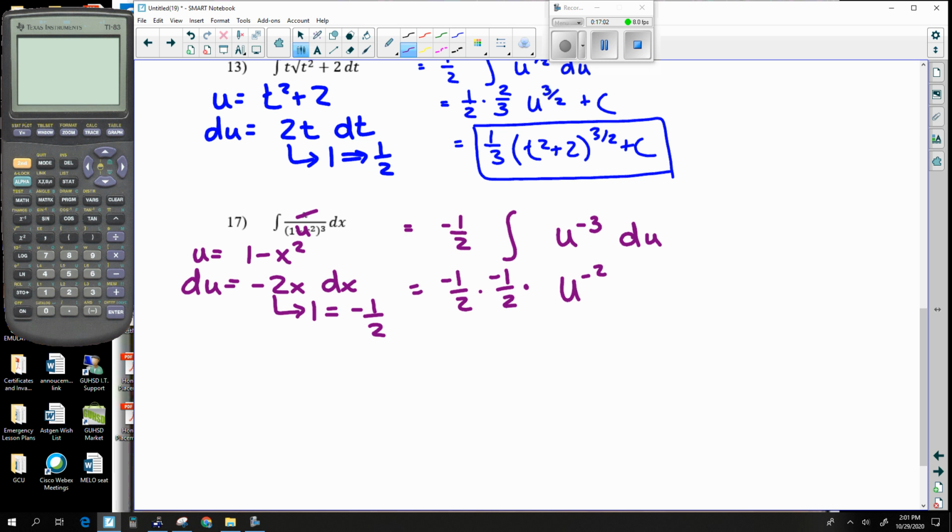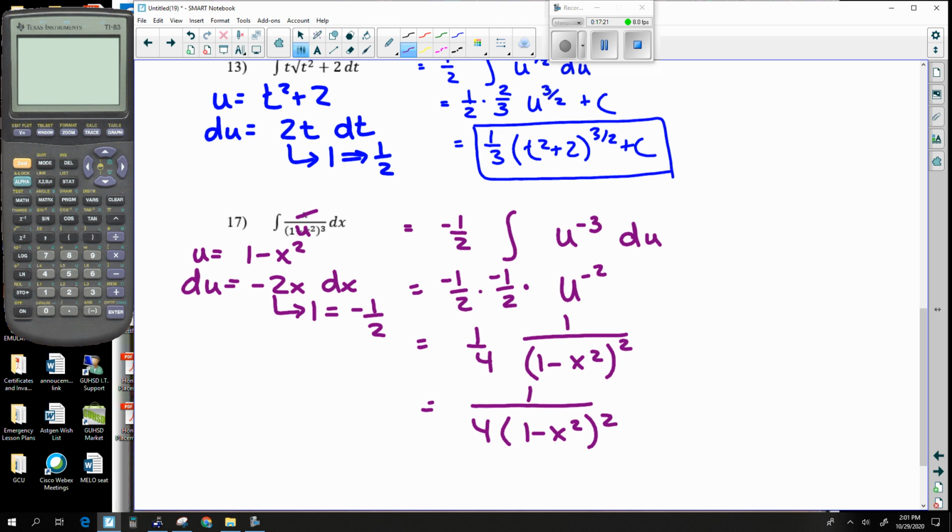Negative 1/2 is already up there. So this is going to be a positive 1/4 of u, 1 minus x squared, on the bottom, to the 2. So this would probably look like this, plus c.